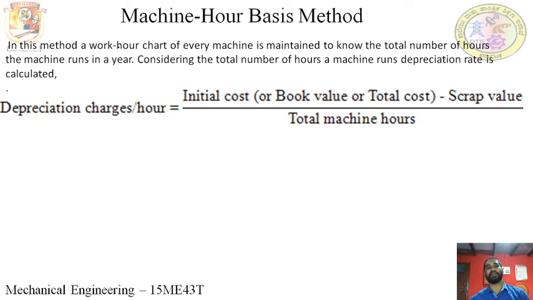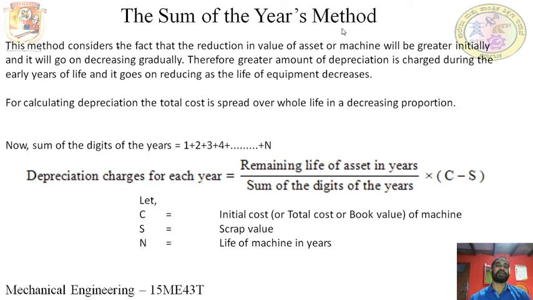Here the machine hour is used instead of the rate of interest. That's it. Sum of the year digit method. Here, over the life of the machine, this method considers that the reduction in value of the asset or machine will be greater initially and will decrease gradually, similar to the diminishing balance method. Therefore, a greater amount of depreciation is charged during the earlier years of life, and it goes on reducing as the life of the equipment decreases. For calculation of depreciation, the total cost is spread over the whole life in decreasing proportion.